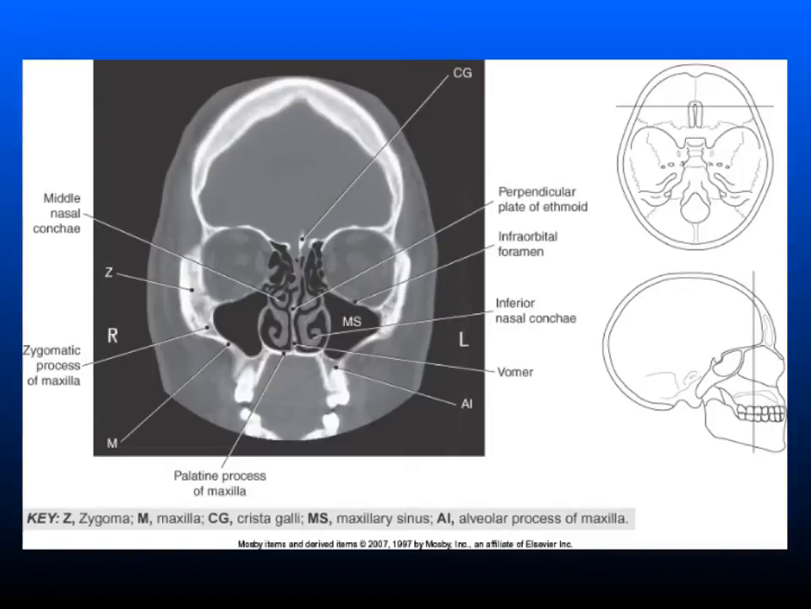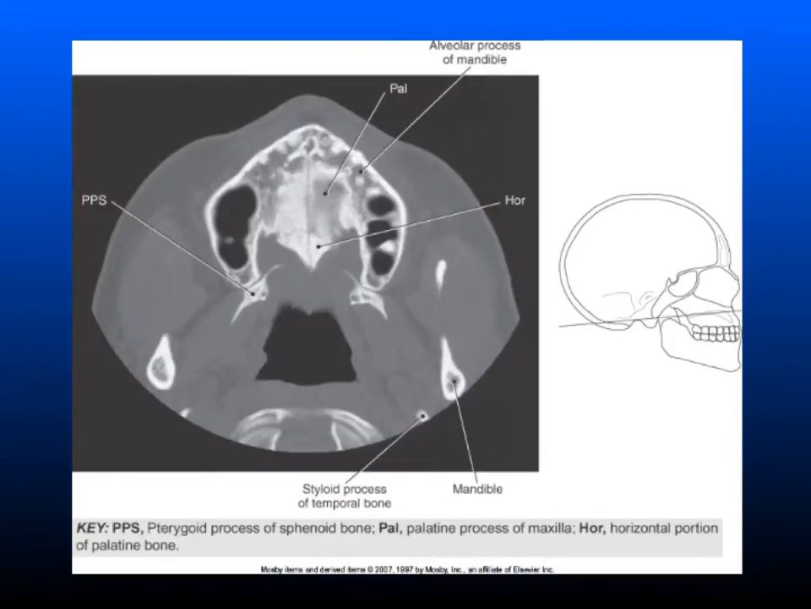Here's another familiar one, a coronal one. They're probably doing this for the sinuses. References are on the right side, so you can see the frontal face right there with the maxillary sinuses. A coronal view, right? How about this one?